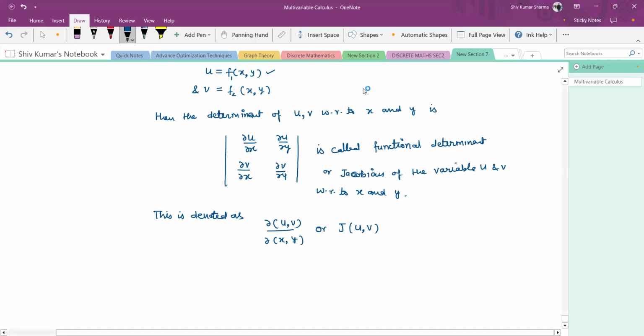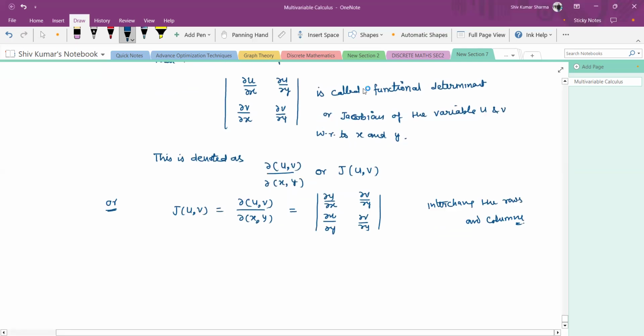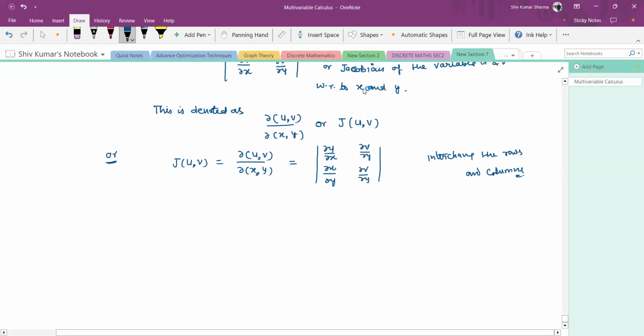When we interchange rows or columns in the determinant, the value of the determinant remains the same. So we can write Jacobian of u, v is equal to del(u, v) upon del(x, y), and by interchanging the rows and columns, the determinant value remains the same. So this is the Jacobian of two variables u and v with respect to x, y.